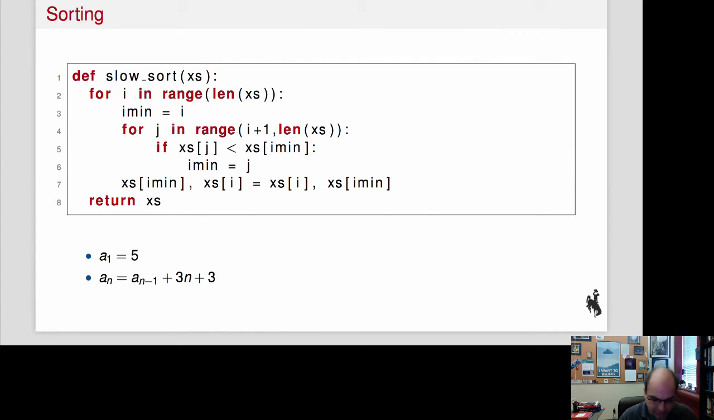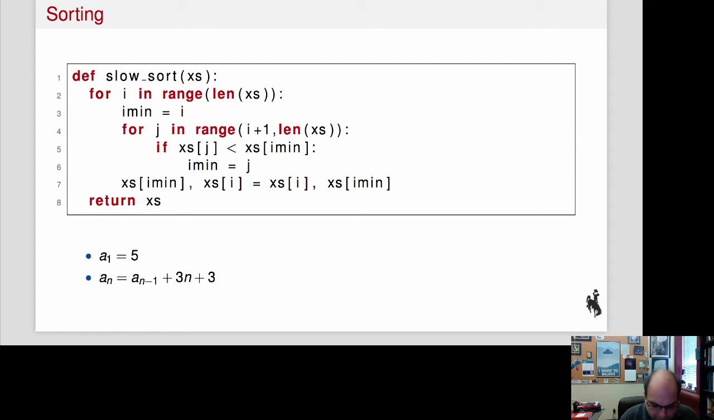So here is my recurrence relation. A1 is equal to 5. How did I come up with that? Well, I got that for loop, that's going to be 1 comparison. i is equal to 1, that's another thing. j is in that range, so that's one more. Then I have to do this assignment. So yeah, that's 5 instructions. I'm assuming there that the array is of only length 1, so that I basically skip the inner loop.